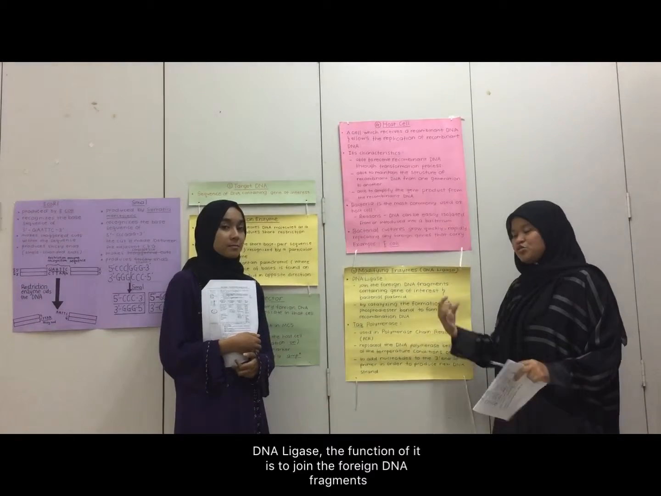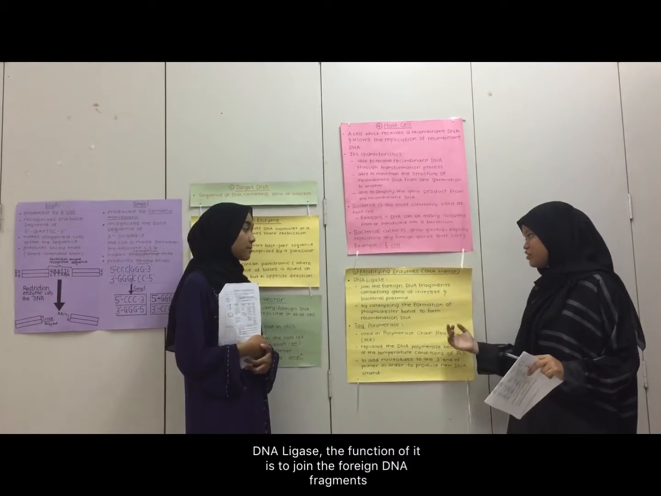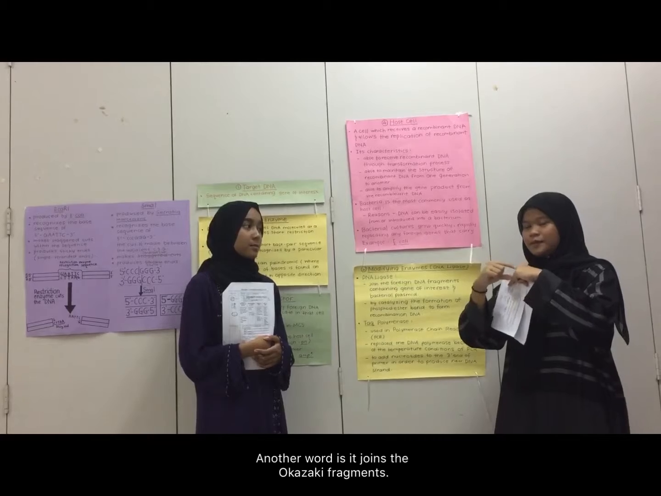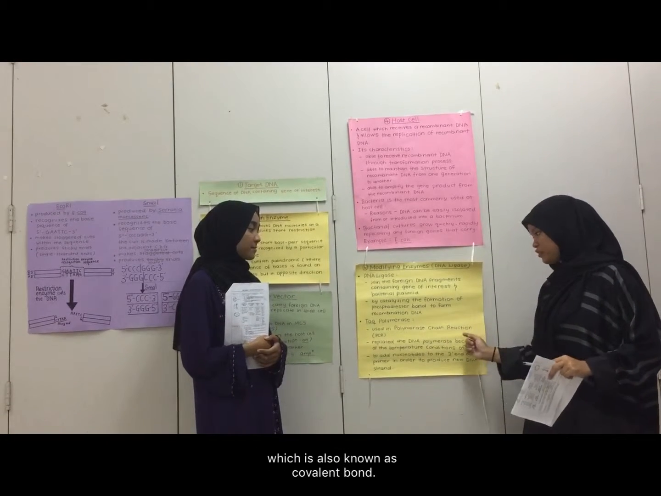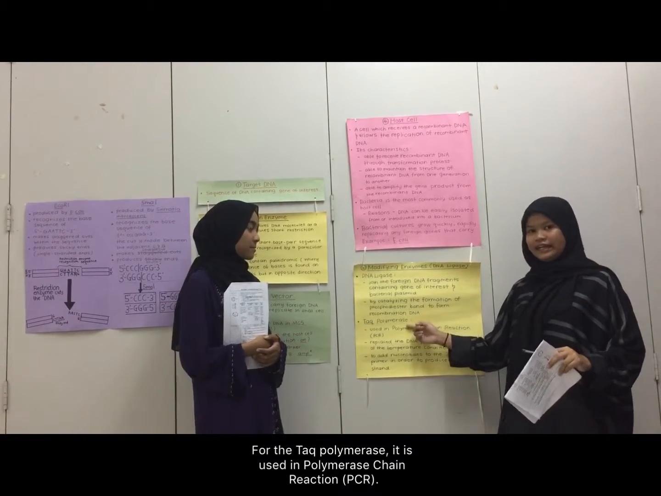DNA ligase's function is to join the foreign DNA fragments containing the gene of interest and the bacterial plasmid. In other words, it joins the sections by catalyzing the formation of a phosphodiester bond, which is also known as a covalent bond, to form recombinant DNA.